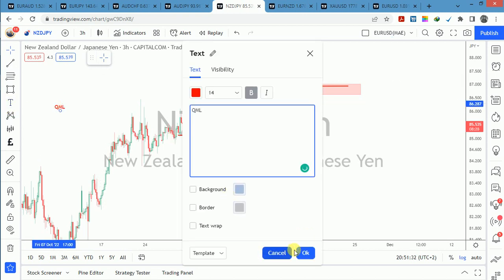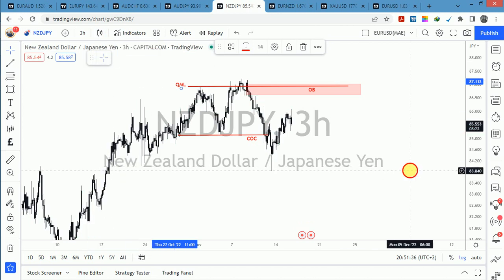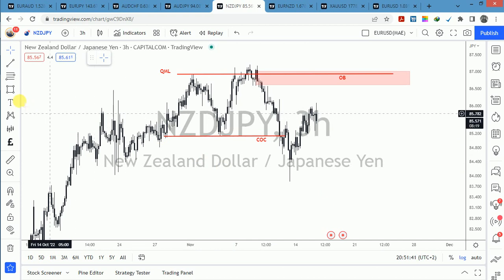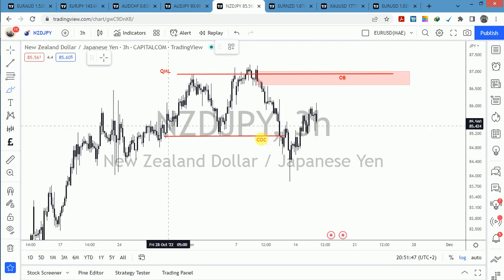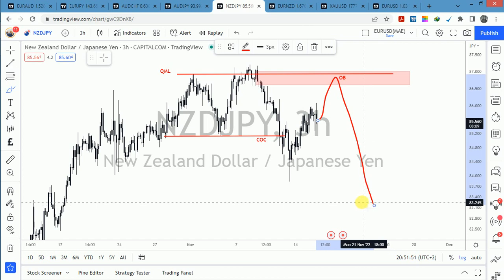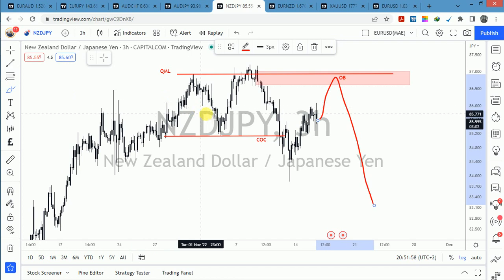Let me just identify that. We have a nice QML here. So we have something like this: change of character, order block, and then we drop. So I'll be expecting to see this pair using the order block and then continue to go down, right? That is what I'm expecting on NZD JPY.